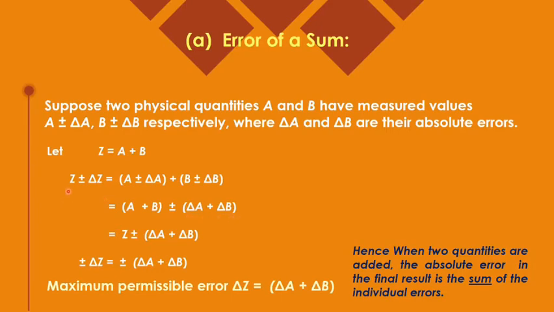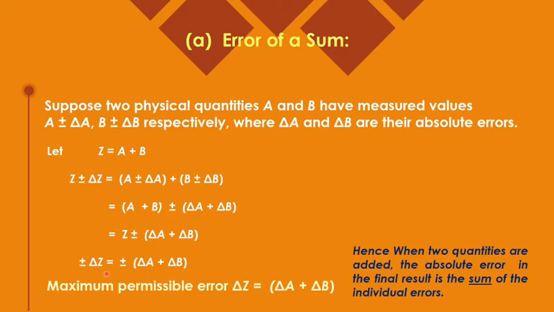Now on the left hand side, Z is already equal to A plus B. So if I compare the values, A plus B I can write as Z. So I can write this equation as Z plus minus delta Z equals Z plus minus delta A plus delta B. On comparing both sides, Z gets equated, and as a result I get the absolute error, plus minus delta Z, in the measurement of Z, equals plus minus delta A plus delta B.